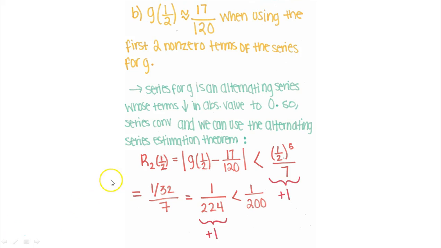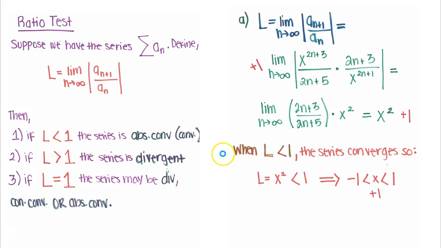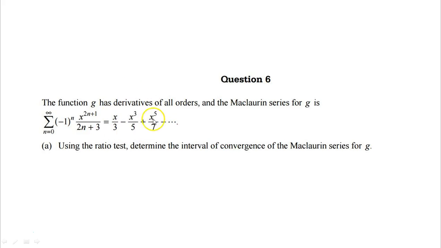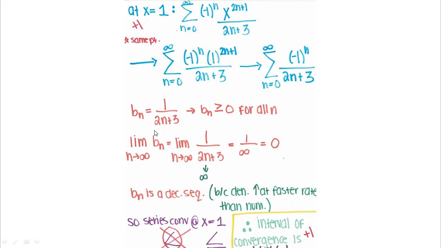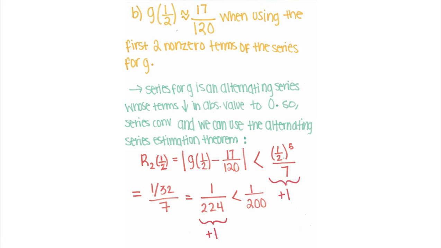So r sub n of x is less than or equal to a sub n plus 1, as we know, where n is equal to 2 since it's the first two terms, and it's centered around 1/2. So x is 1/2. And we know that that's going to be less than the third term of the series. Now, where are we getting this third term from? We're getting it from the original problem, where it lists out for us the terms. And the third term is x to the 5th over 7. So we just plug in our x, which is 1/2, into this, and we get 1 over 224.